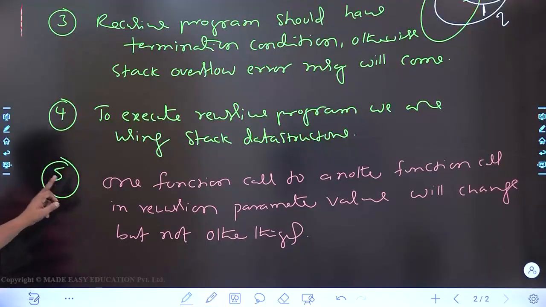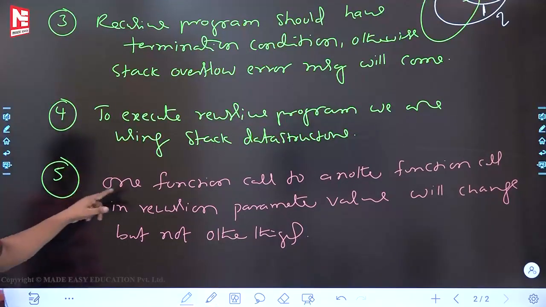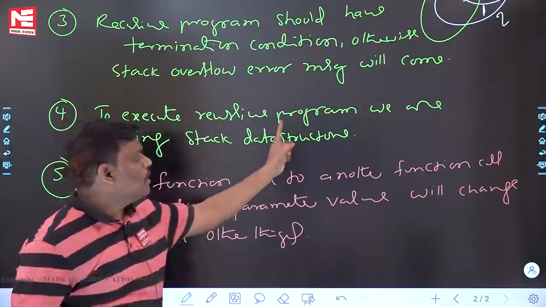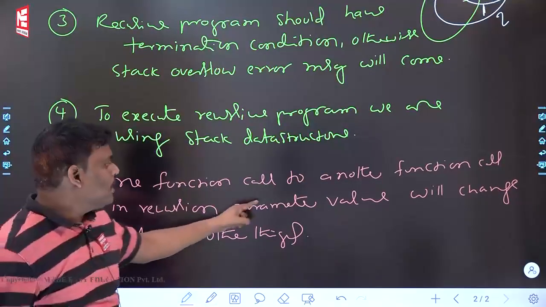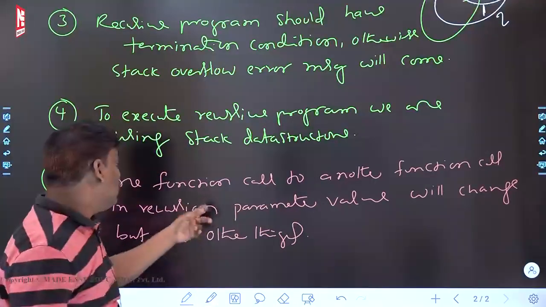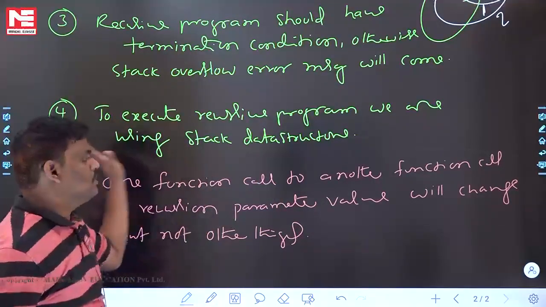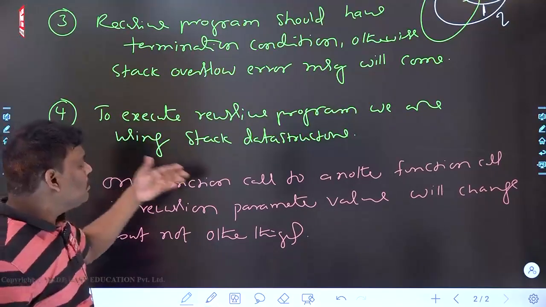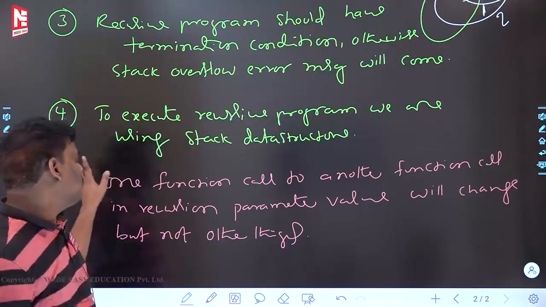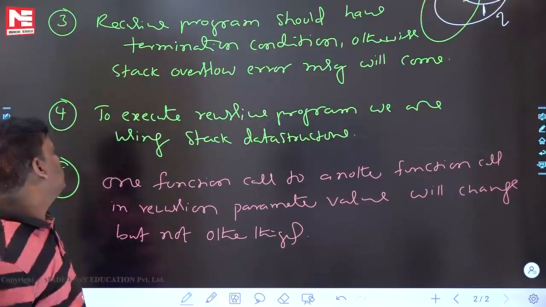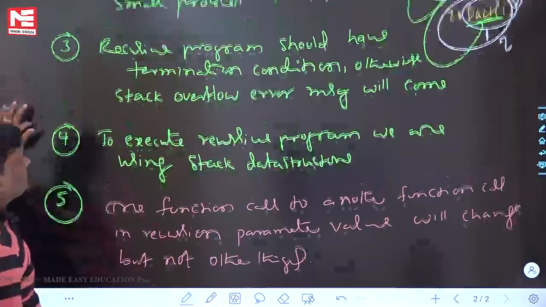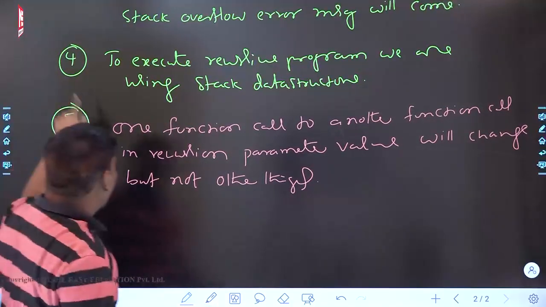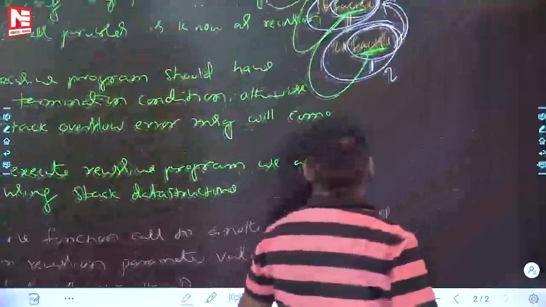I am repeating the 5th point. So I have written here: one function call to another function call in recursion, the parameter value will change, but not other things. Other things means what? Names will not change. Number of parameters will not change. Function name will not change. Only the parameter value will change. So I have told you 5 points. Please be careful. I will cover the remaining points also. Every point is important here.